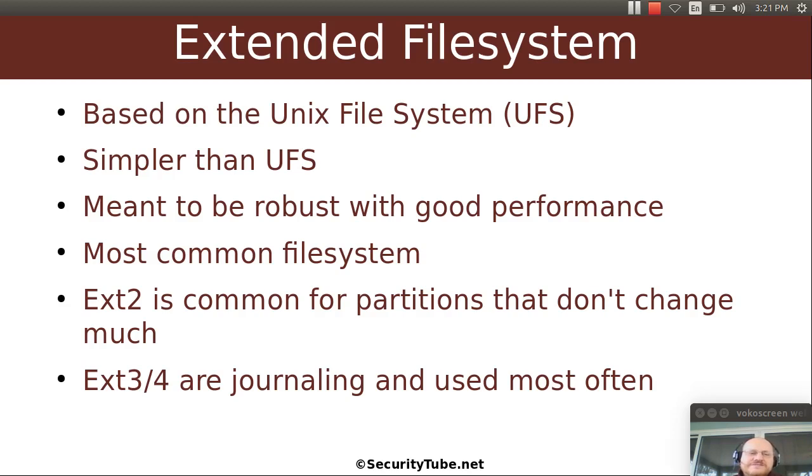Now, ext2 is common for partitions that don't change, and the reason for that is that it is a non-journaling file system. We'll talk later about what a journaling file system means. So for things like your root directories and your home directories, we tend to use the ext3 or ext4 file systems because those are journaling. So those are good for anything that might change frequently. So things like boot partitions, ext2 is fine. It's a little bit simpler, a little bit less overhead. And for most everything else, we use ext3 or ext4.